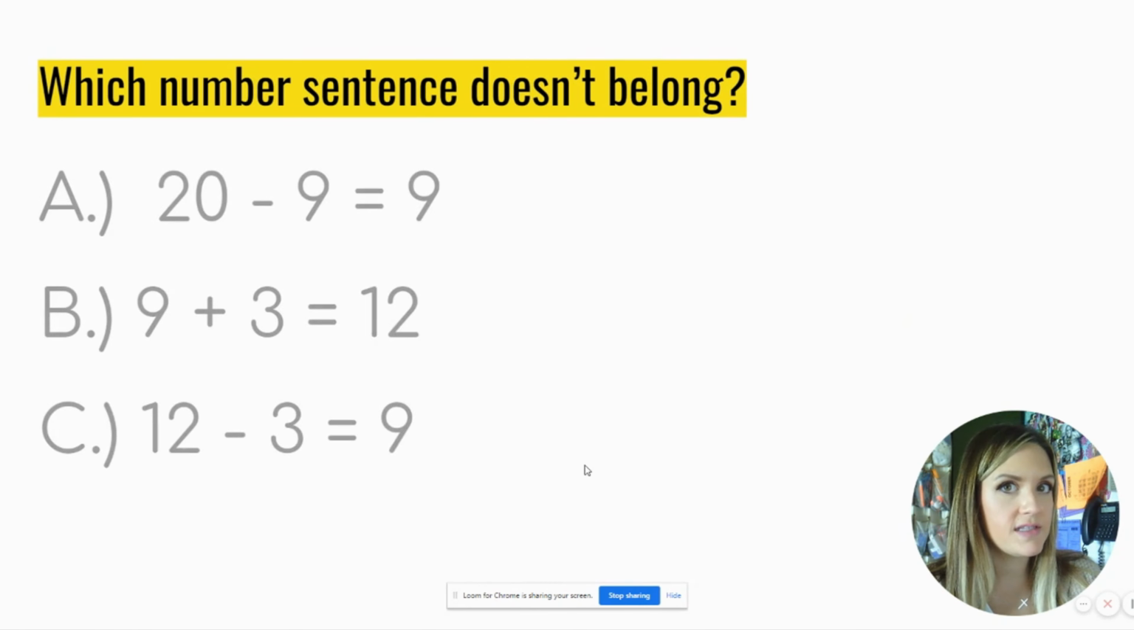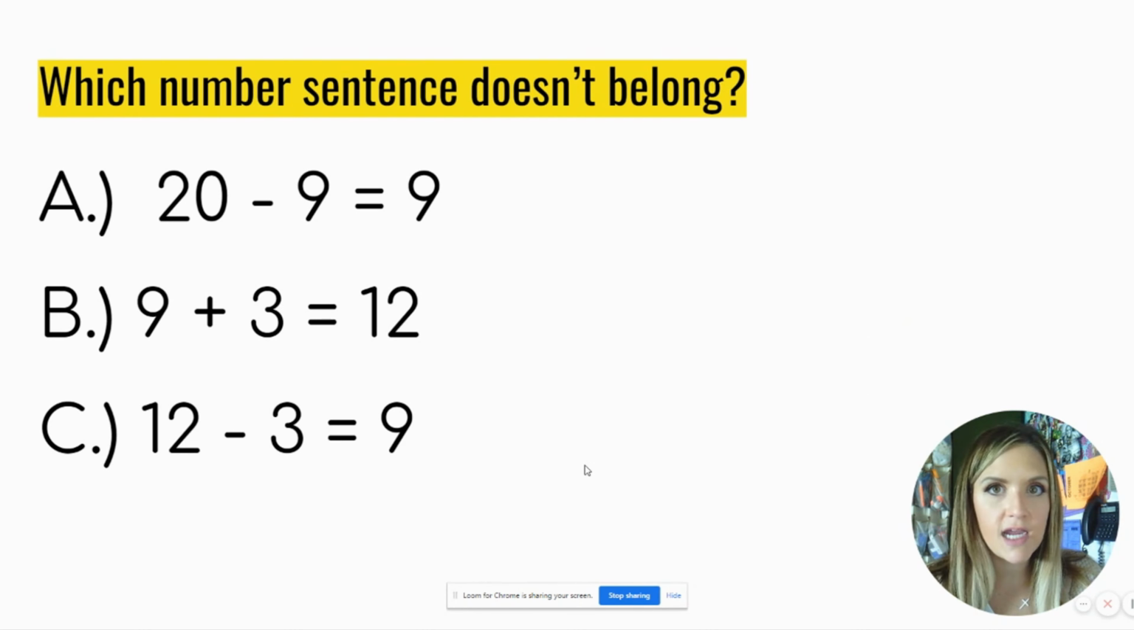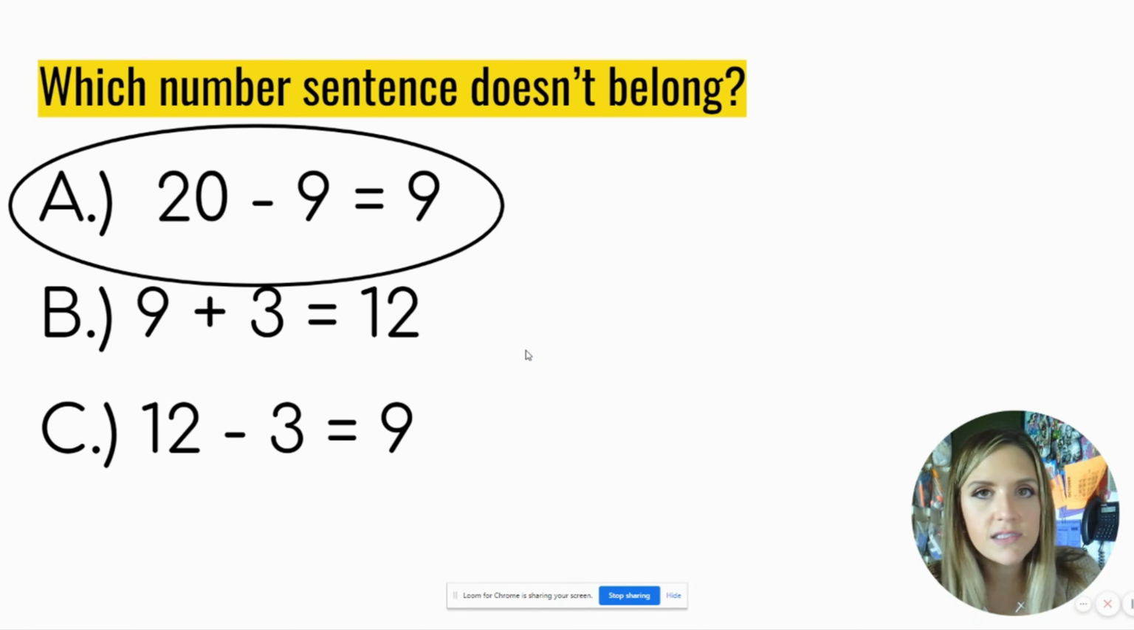All right, which number sentence doesn't belong? 20 minus 9 equals 9. 9 plus 3 equals 12. 12 minus 3 equals 9. All right, say which one doesn't belong right now. I know which one doesn't belong. Okay, let's look at B and C. 9 plus 3 does equal 12. And so if I have 12 and I take away 3, I'm left with 9. These two are related sentences. I know that 20 minus 9 isn't 9 because 18 minus 9 is 9. That's a double. So we have to correct it.